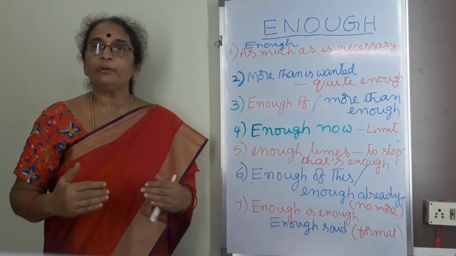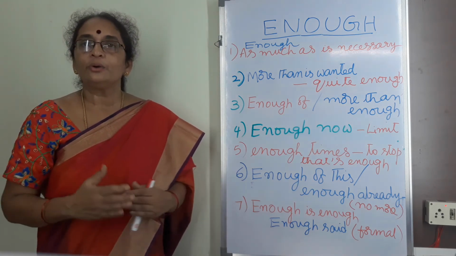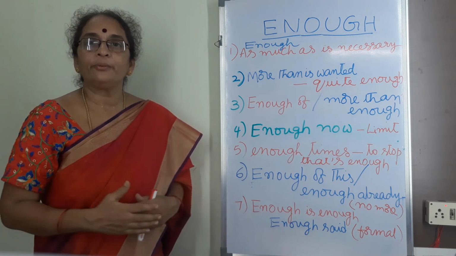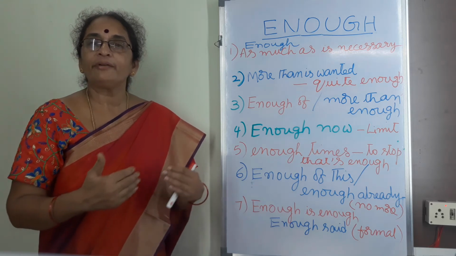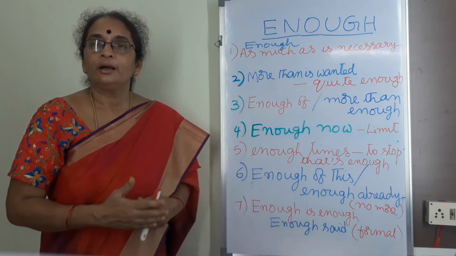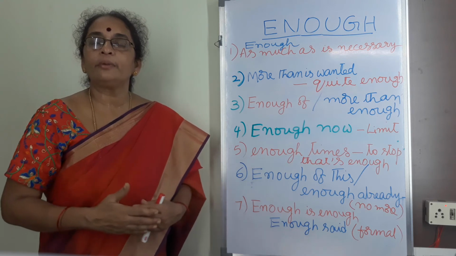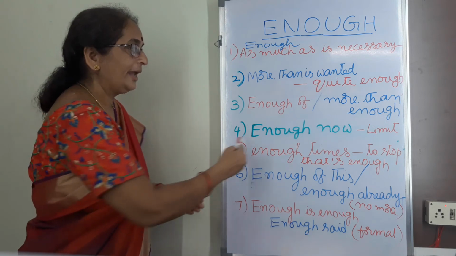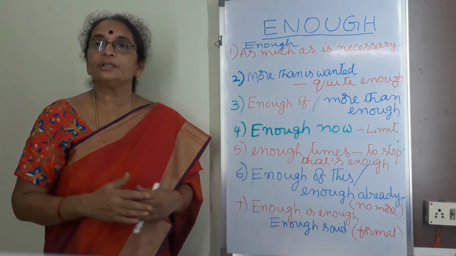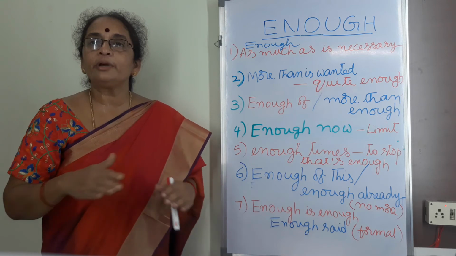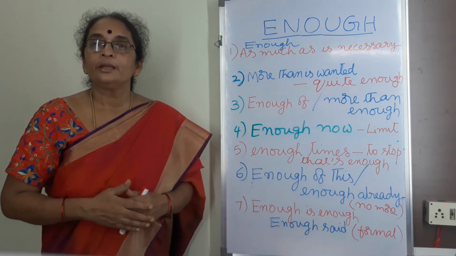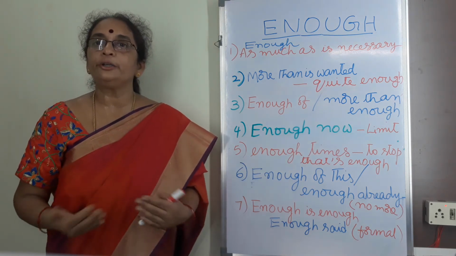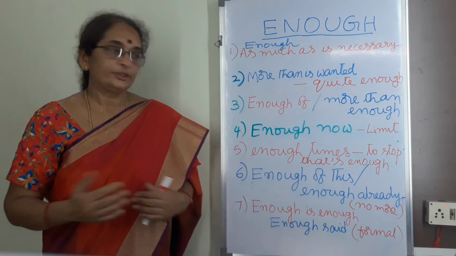Enough now. Enough now gives you a limit. So, you tell the other person, you have played enough now. That means you have given some time limit to him. Or in a debate, you have given 5 minutes or 6 minutes to the speaker, so that you can say enough now when they have consumed their time limit. When you spent your pocket money, your father can say, you spent enough now this month, so I'll provide you the pocket money next month.